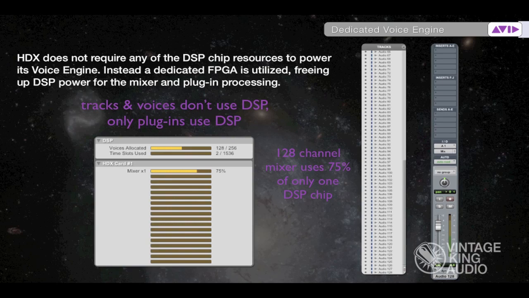So let's just say a 128 channel mixer uses 75% of one DSP chip because it's just a big plugin. So I'm using 128 voices, but it only uses 75% of one DSP chip. So you're not doing the whole shuffle of, oh man, I don't need as many voices, but I need more DSP chips. You're not doing that whole shuffle between voice power and DSP power. So that's another great thing about HDX and Pro Tools 10.